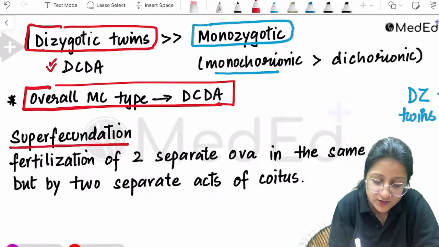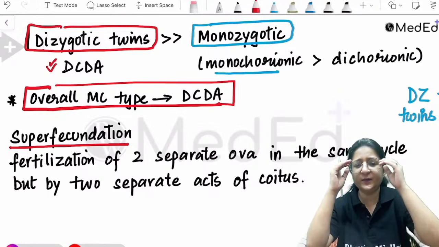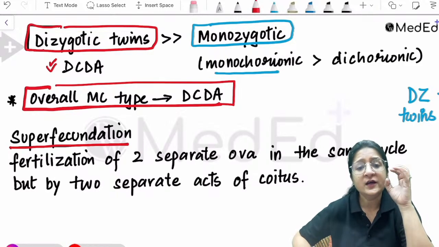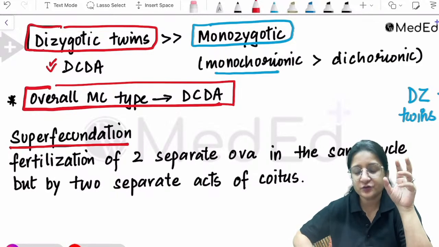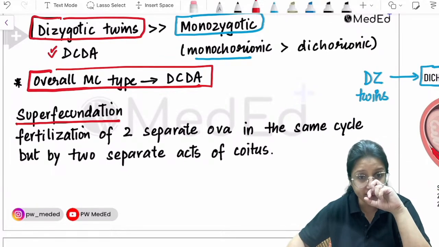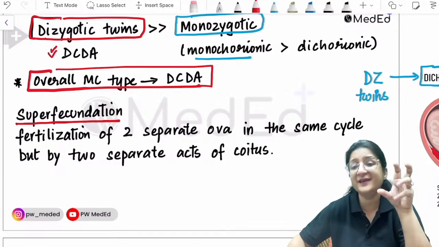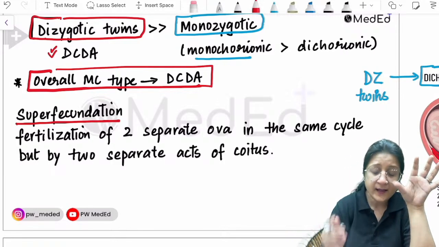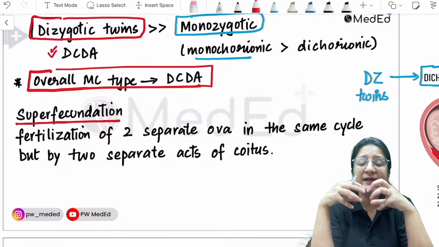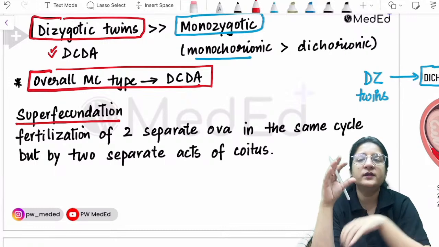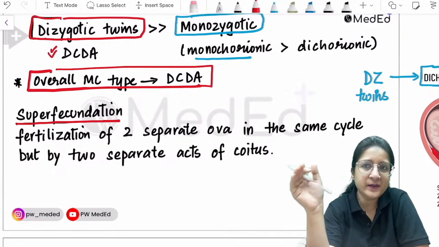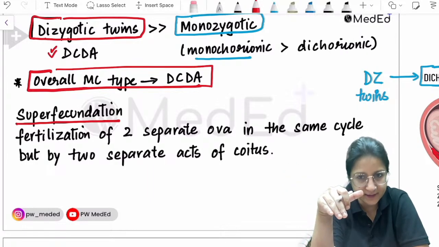And the next question they ask you about is superfecundation. This has been a NEET PG question 2 times, so I believe this has a very important potential for repeat. So superfecundation means fertilization of 2 separate ova in the same cycle but by 2 separate acts of coitus. Now, how is it different from any other type of twins? Now look at this. I'll give you an example for you to understand. The question that they had asked in NEET was that there is a couple in which the woman delivers twins, okay, and the father has a doubt that one baby is his and the other baby is not his.